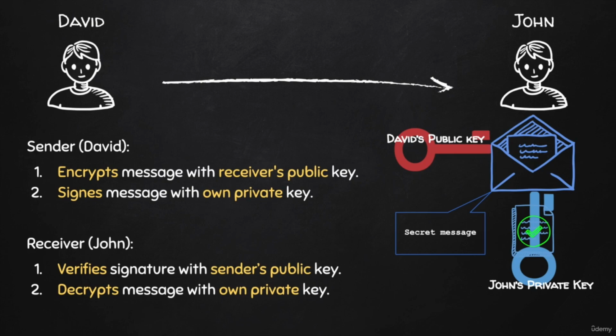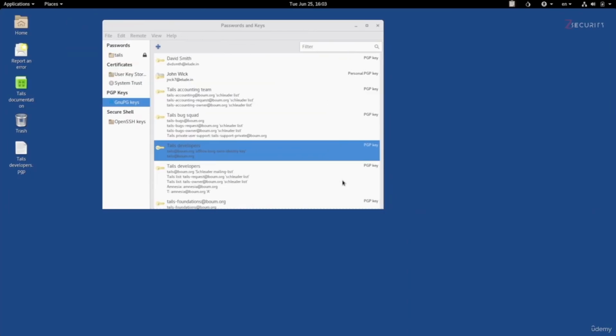Now that we understand how signing works in PGP, in this lecture, I want to show you how to encrypt messages and sign them as the sender, and how to verify the signature as a receiver and then decrypt the message. So right here I have John's computer, and let's go ahead and send a message to David.